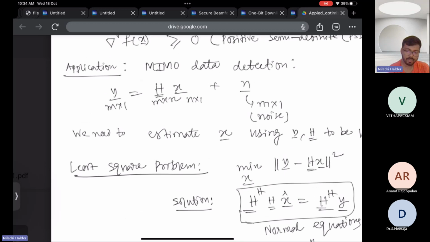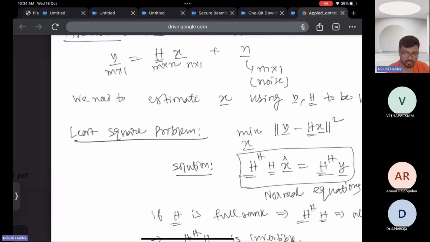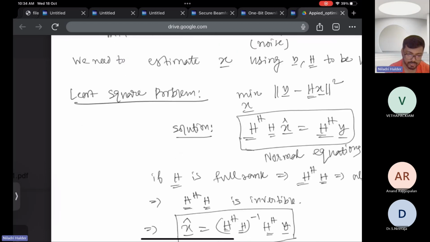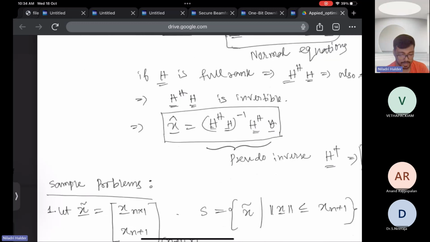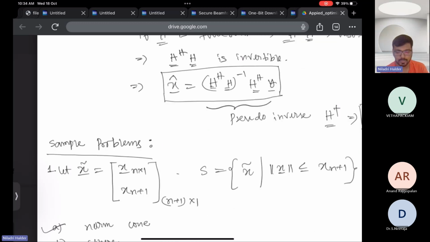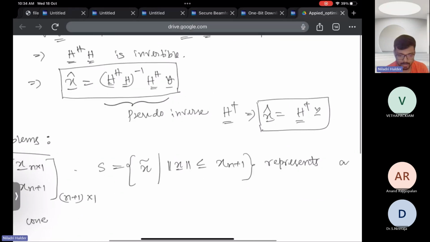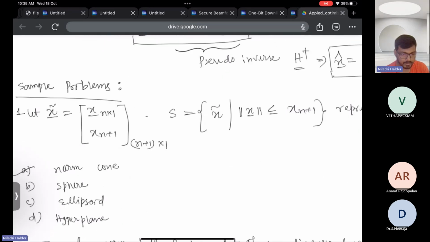And this is a least square problem. So the least square problem is y equal to Hx plus n. The least square problem is minimizing the distance between y and Hx. So that means minimizing the norm squared of y minus Hx. So the solution is given as x hat equal to (H Hermitian H) inverse H Hermitian y, where H Hermitian H is invertible. This itself is called the pseudo inverse of H. So that means the pseudo inverse of H is equal to (H Hermitian H) inverse H Hermitian.